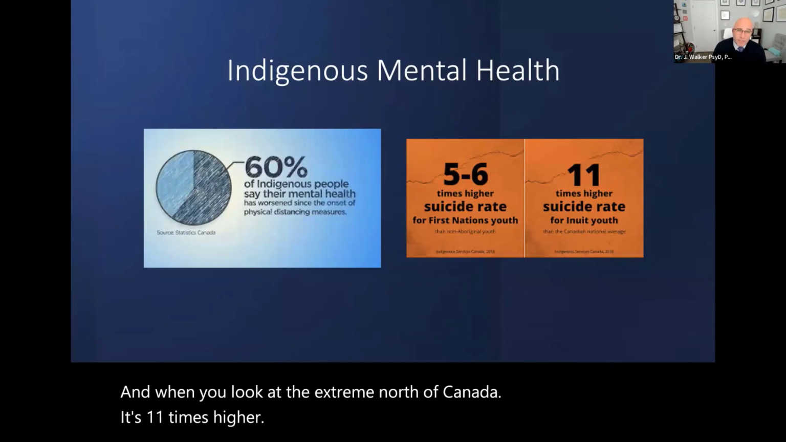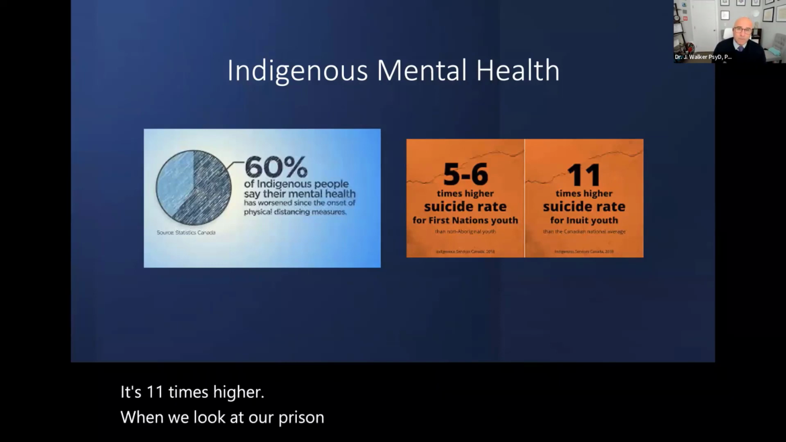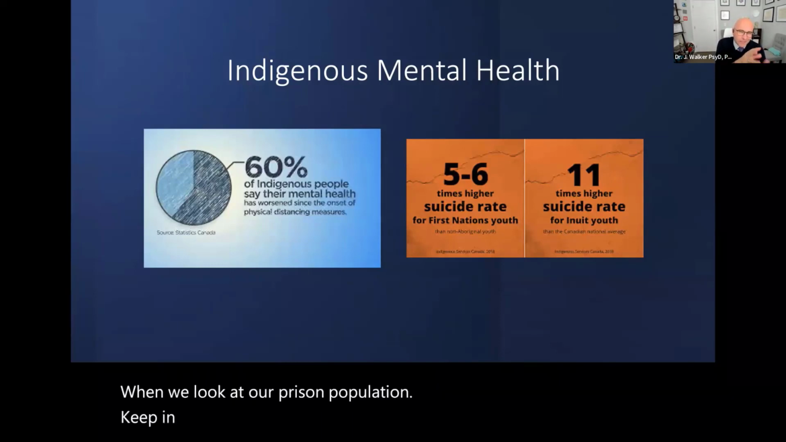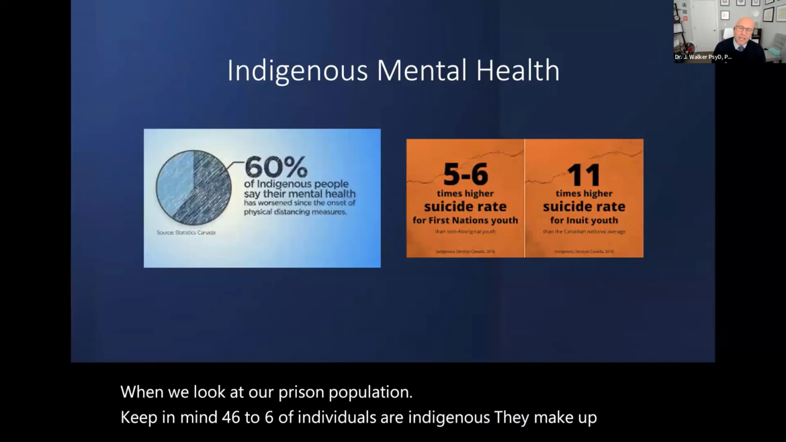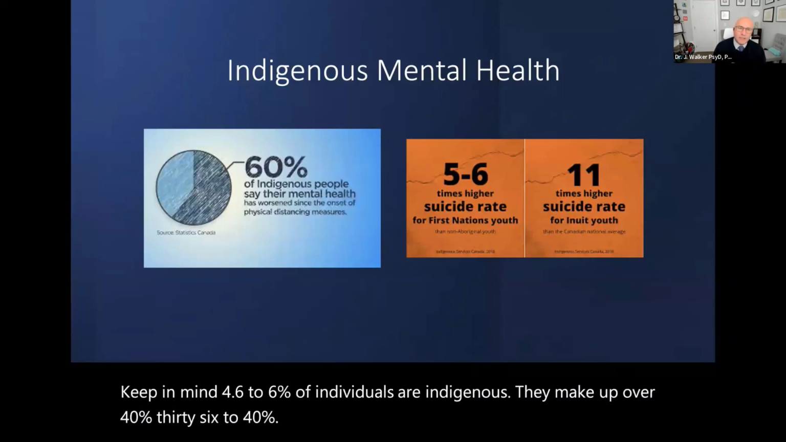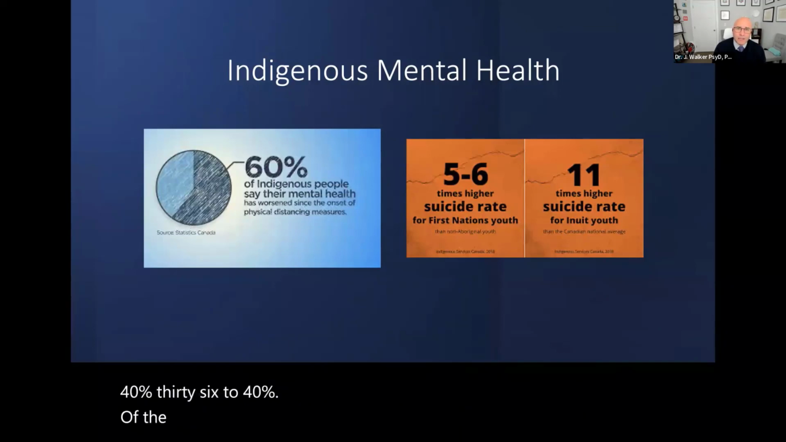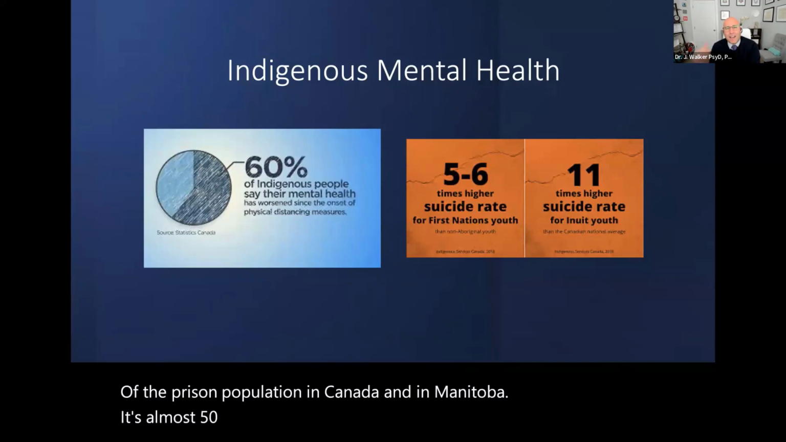When we look at our prison population, keep in mind, 4.6 to 6% of individuals are Indigenous. They make up well over 40%, 36 to 40% of the prison population in Canada. And in Manitoba, it's almost 50%. And the highest incarceration for women is being Indigenous.